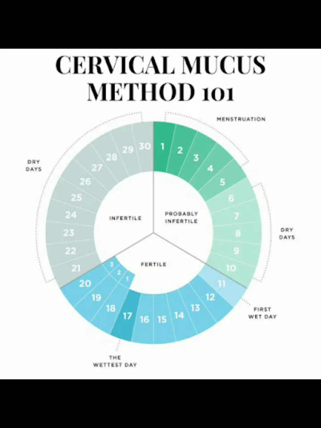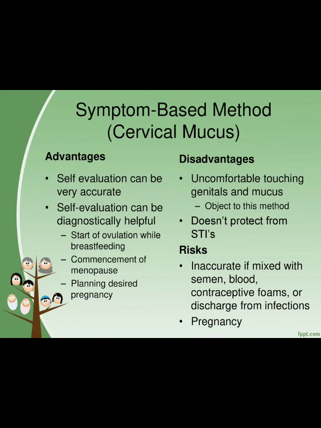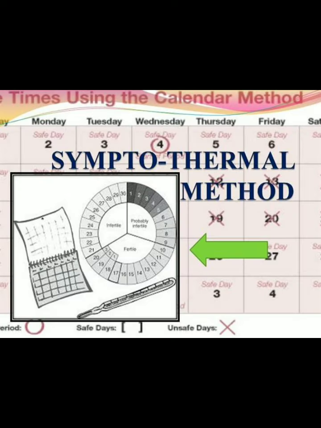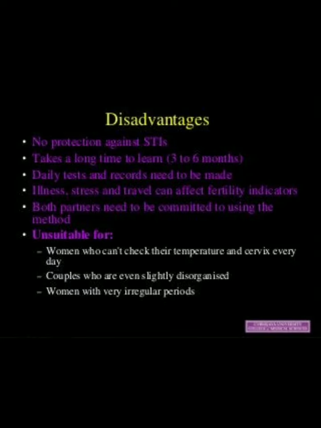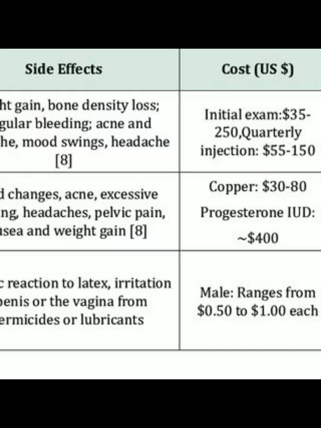Cervical mucus method is a technique used in natural family planning. It involves tracking changes in your cervical mucus. The symptothermal method is a fertility awareness method used to predict when a woman might be fertile. The method uses body temperature and other signs and symptoms of ovulation. The disadvantage of the symptothermal method. Possible side effects of the symptothermal method.